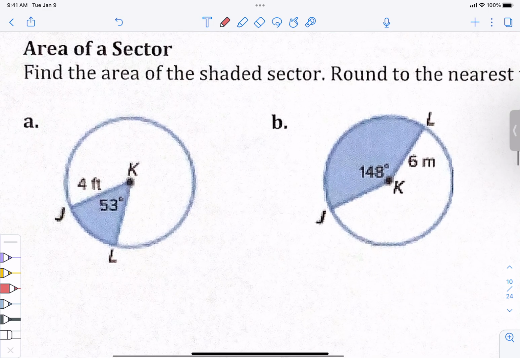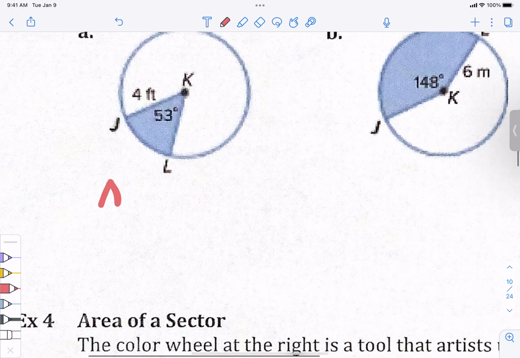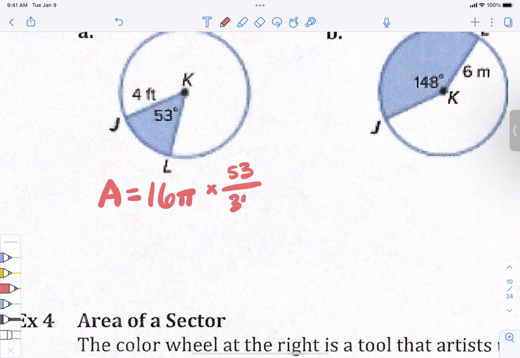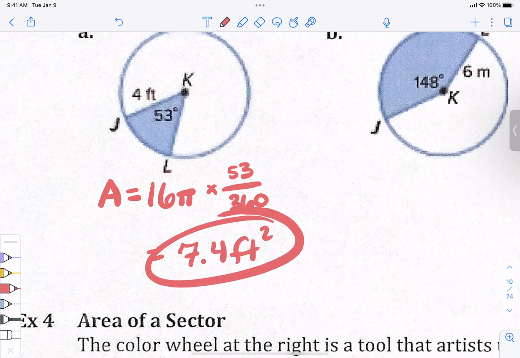So these ones right here, these are just the sector in the shaded region, okay? So if we were to do the full area, what's pi r squared look like for part A? 16 pi, but we're going to multiply by 53 over 360. And whatever that comes out to be. 7.4. 7.4 feet squared. Okay?